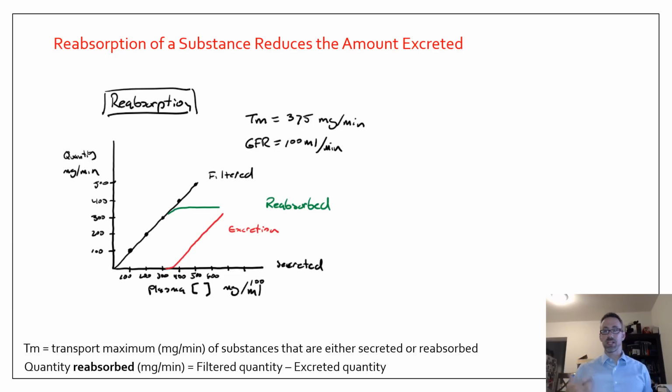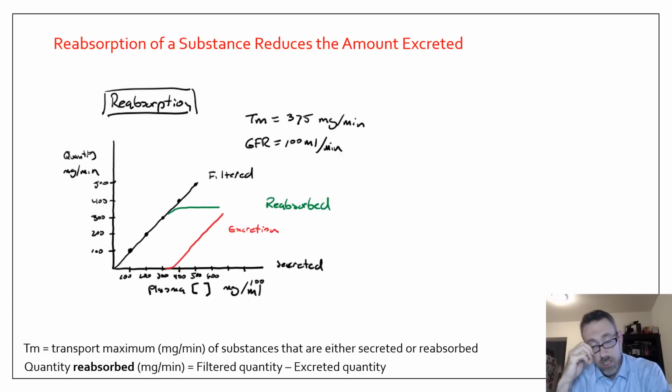Now, remember, some of that substance, once it gets filtered, I can maybe reabsorb or secrete. This is the job of the nephron, the tubules: the proximal convoluted tubule, the loop of Henle, the distal convoluted tubule, the collecting ducts, and so on. Their job is then to either reabsorb this particular substance or secrete it.